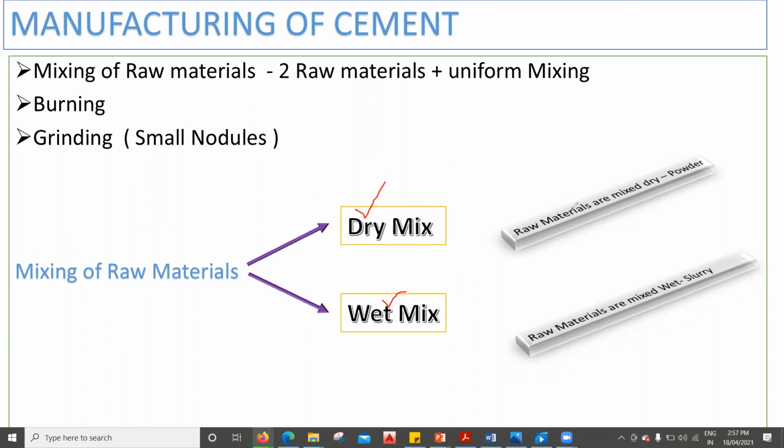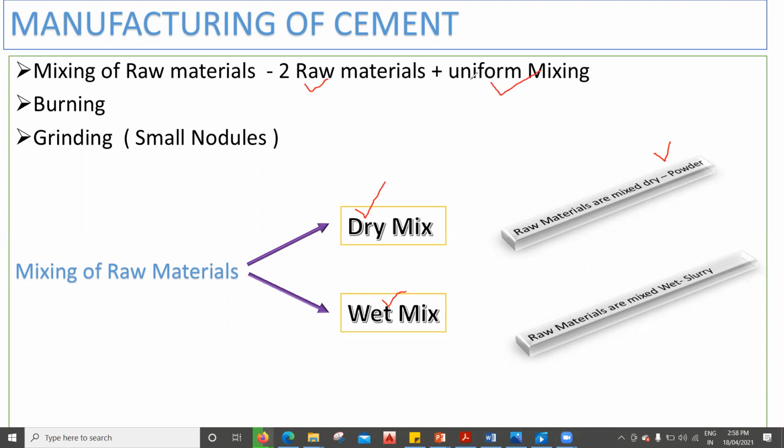In the dry mix, the raw materials are mixed in the dry state, that is in the form of powder, and in the wet mix the raw materials are mixed in the form of slurry, that is with the help of water. Now coming to the mixing of raw materials, basically we have two raw materials: the argillaceous and the calcareous raw materials.